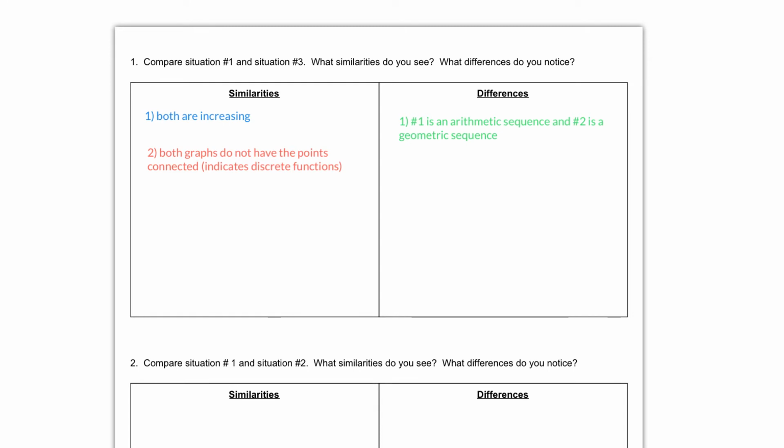One of the major differences you should have noticed in numbers 1 and 3 is that number 1 is an arithmetic sequence, right? It has got a common difference where we're adding a number each time. And number 3 is a geometric sequence where we are multiplying by a common ratio each time. So let's just go ahead and take a look at those similarities and differences in those examples above.